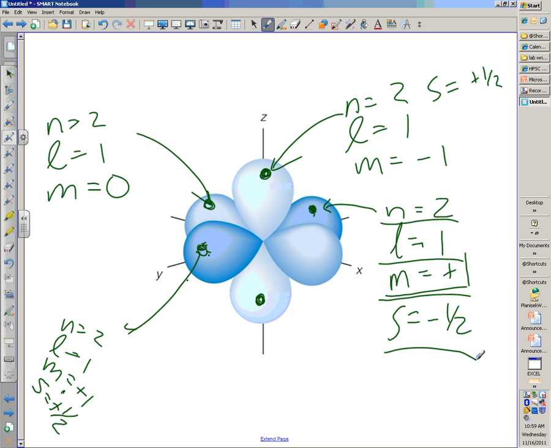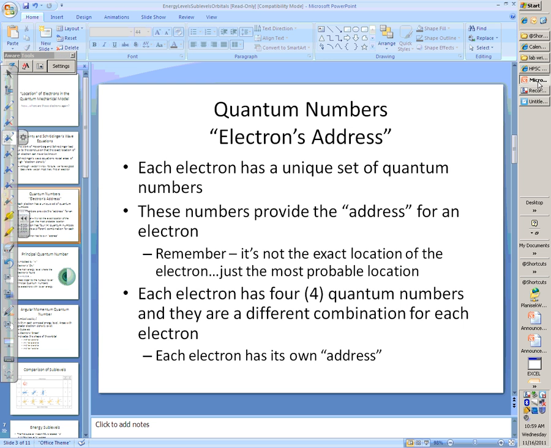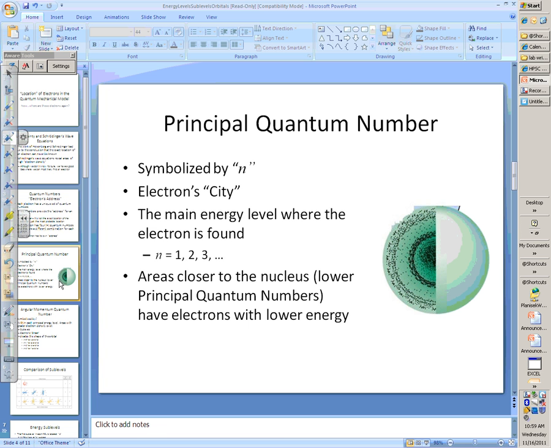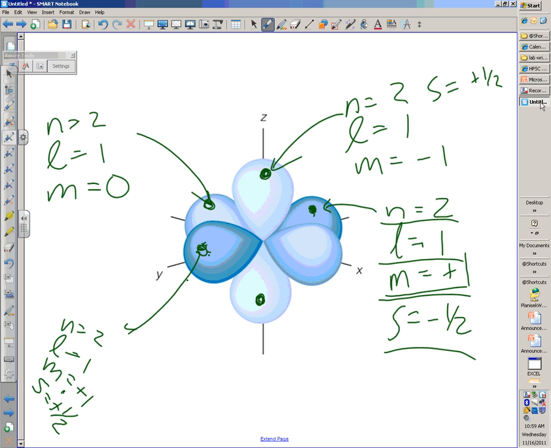The N represents which level. L represents what shape it is, and M represents which shape out of that shape. Which of those shapes are we talking about? If you have an L value of 1, it's a figure 8. It's a p orbital. But which p orbital is it? That's where the M value comes in.